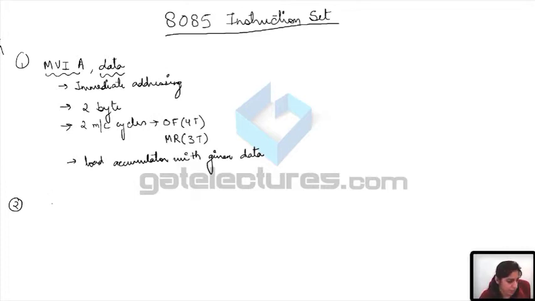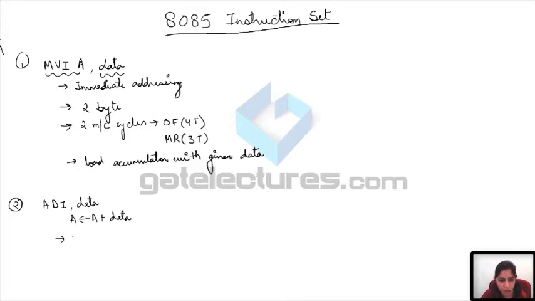So arithmetic operations in immediate addressing mode: to add data, you're going to use the instruction ADI, data. This instruction is going to add the data given in the instruction, add immediate. You give 8-bit data in this instruction, the contents of the accumulator are added with the data, and the final result is stored in the accumulator itself.